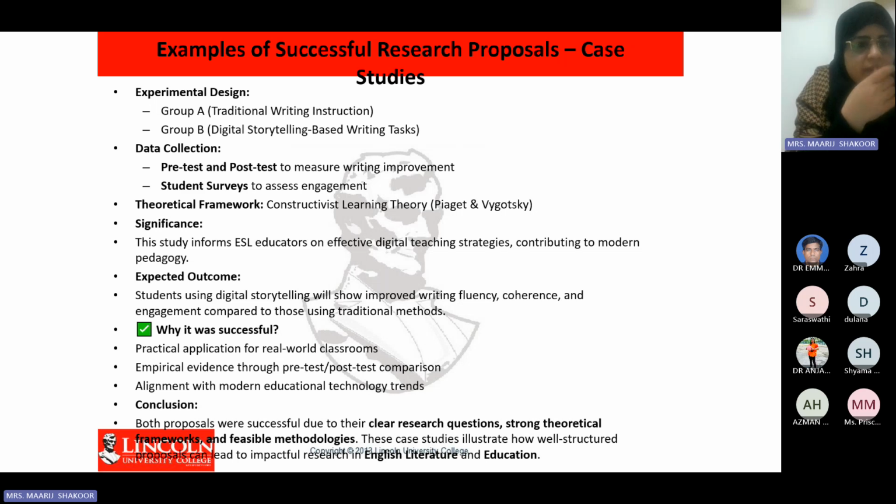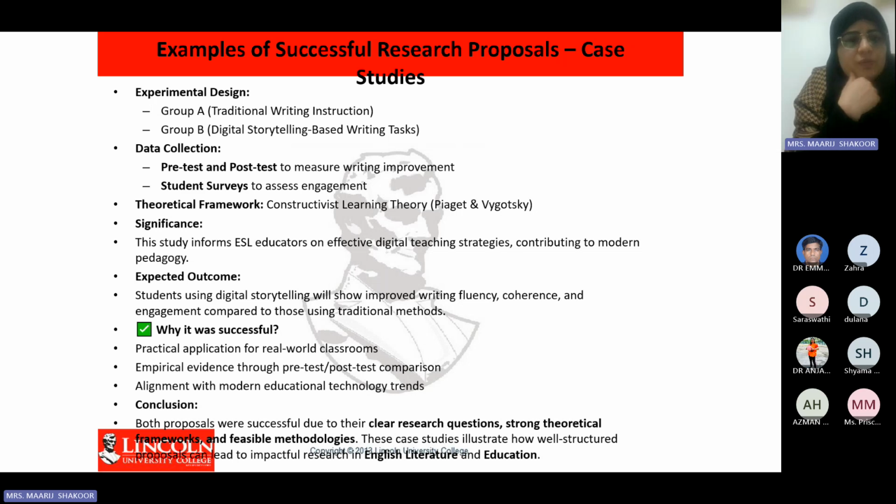Group A, traditional writing instruction. You can divide like in your group, like this is group A, I made it. Group B, this is digital storytelling based writing. One group you have to make like traditional writing instruction. Second group you have to mention in your thesis like digital storytelling based writing task. Okay. And data collection is pre-test and post-test, which is going to help you measure how writing improvement is there with group A or group B. Student surveys to assess engagement.